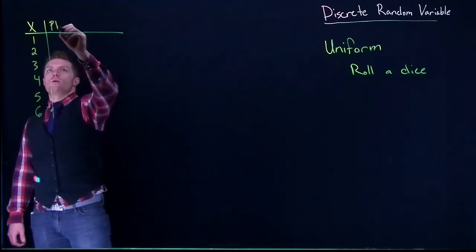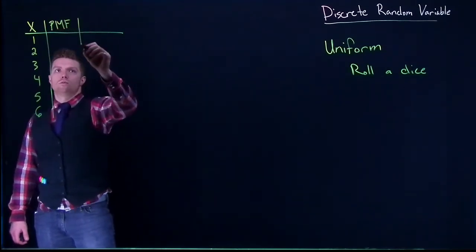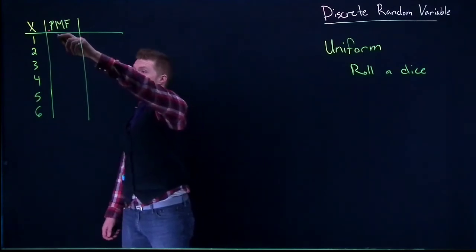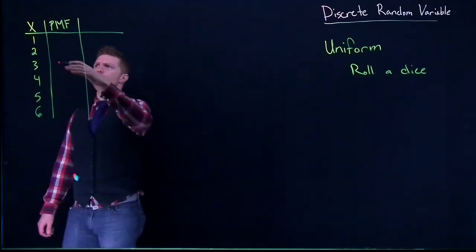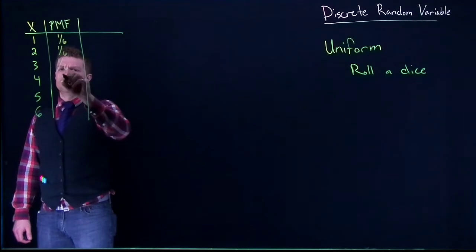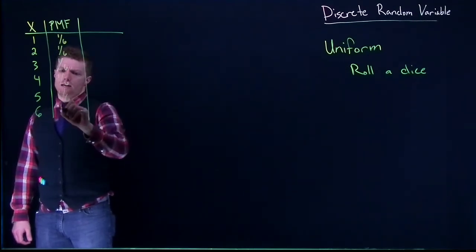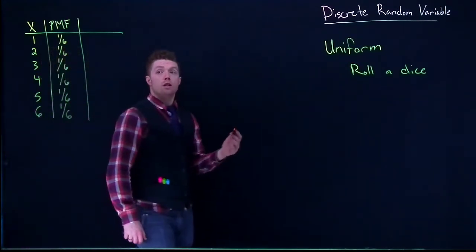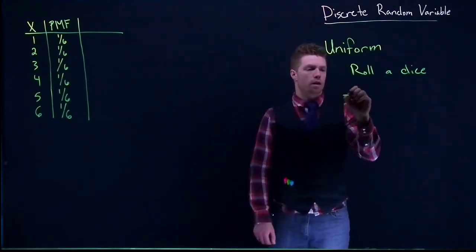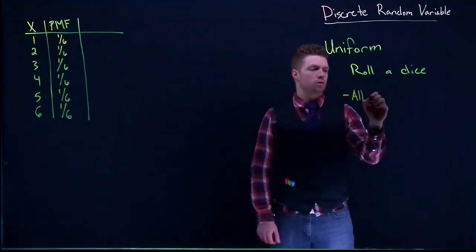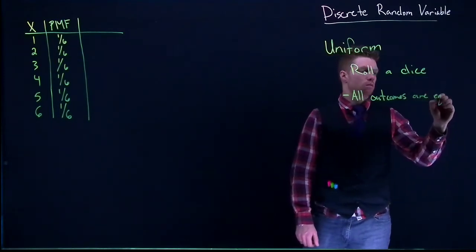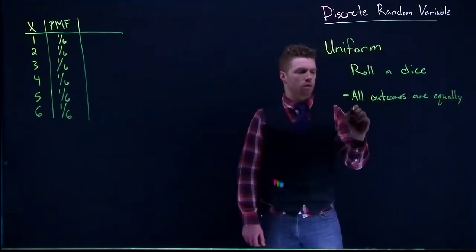And then we have here our PMF, our probability mass function, or the probability that, during our random event, any particular one of those outcomes occurs. With this, all we do is 1 divided by 6, 1 divided by 6, 1 divided by 6, 1 divided by 6, and all the way down. Okay, so we know that this is uniform because it fulfills the requirement for a uniform distribution, where all outcomes are equally likely to occur.